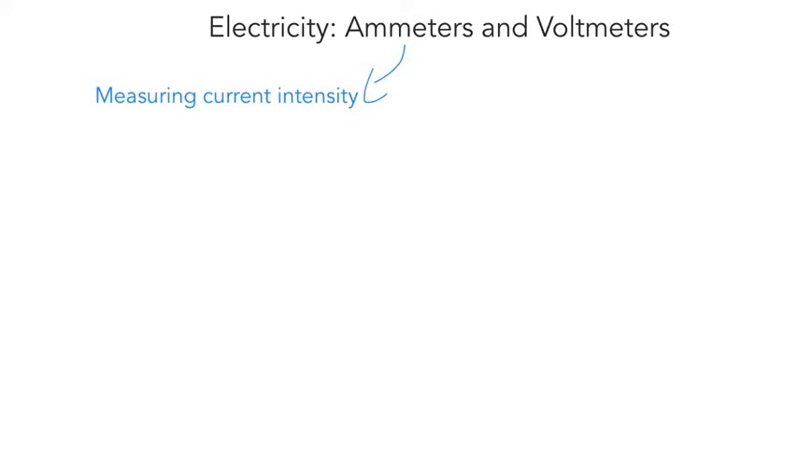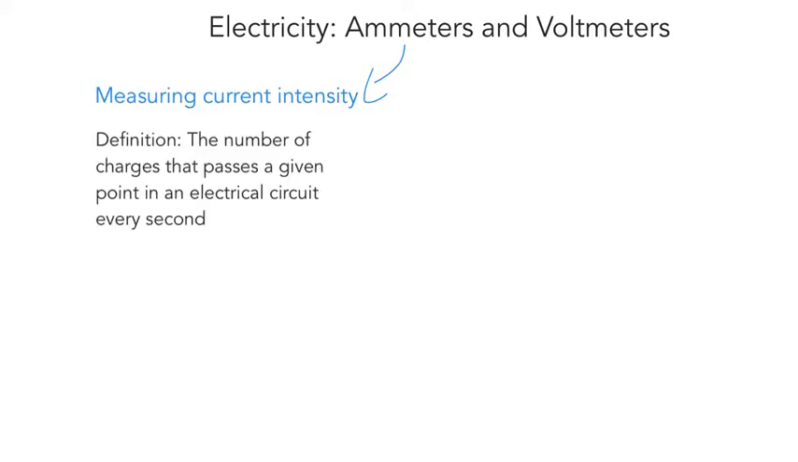When we're talking about current intensity, the formal definition is the following. It's the number of charges that passes a given point in an electrical circuit every second. So we can think of the current intensity as the speed of your electrons. Now, your current intensity, the symbol is I, and the unit is amps. The unit, because it's amperes, will be represented by an A, and I is your symbol.